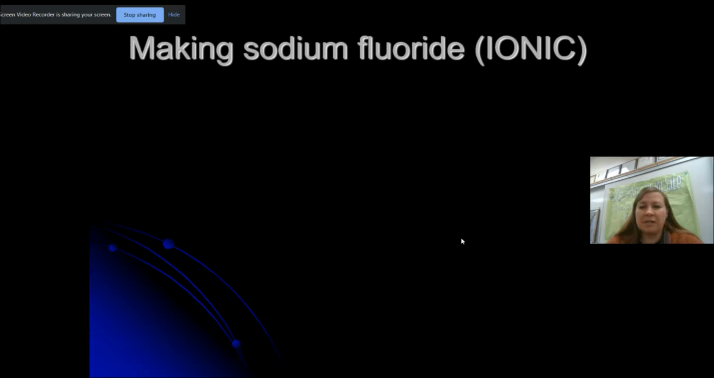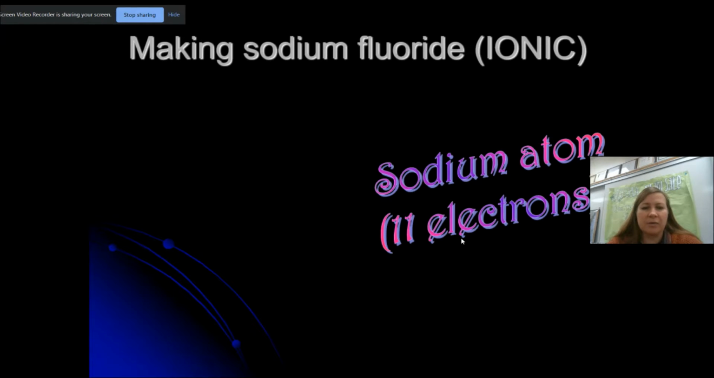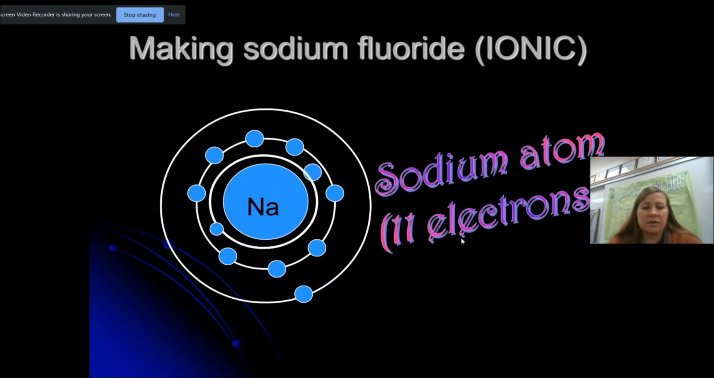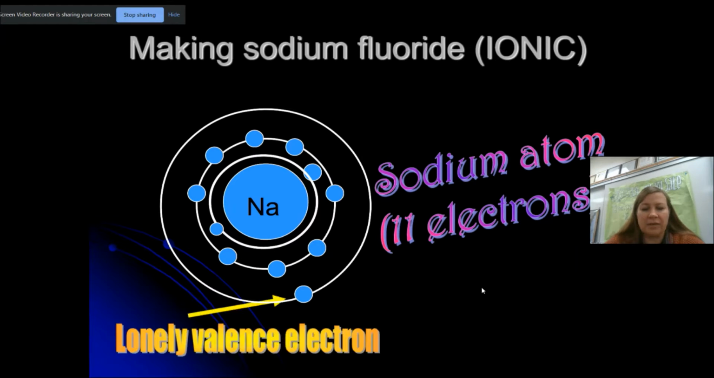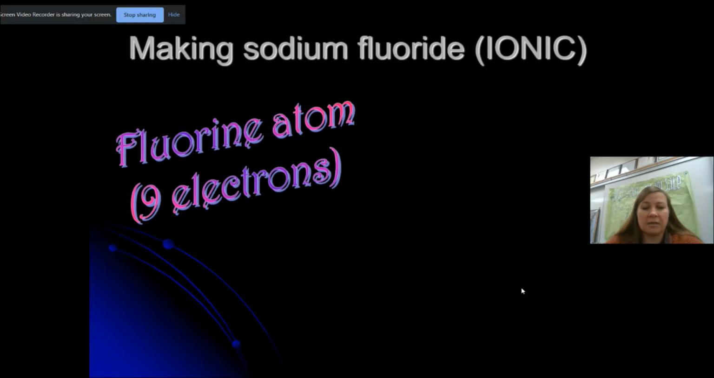So here's a little example of how we would make a compound. This is an ionic compound, sodium fluoride. Sodium has 11 electrons. So here it is, of course, energy level 1, close to the nucleus, has 2 electrons. That's all it can hold. Energy level 2 has 8. Now we're up to 10. And energy level 3 has the 11th electron. Lonely valence electron. How sad.